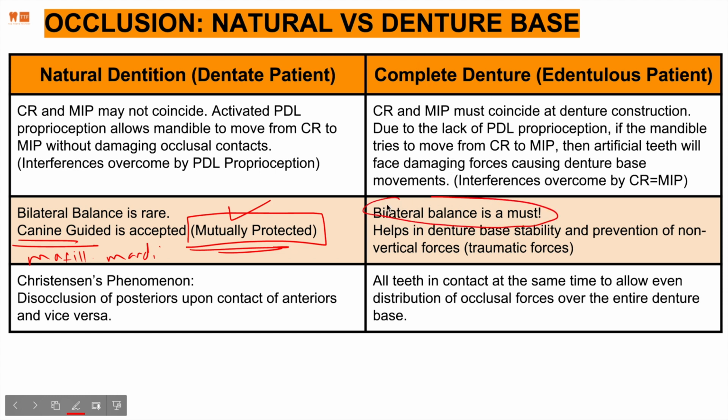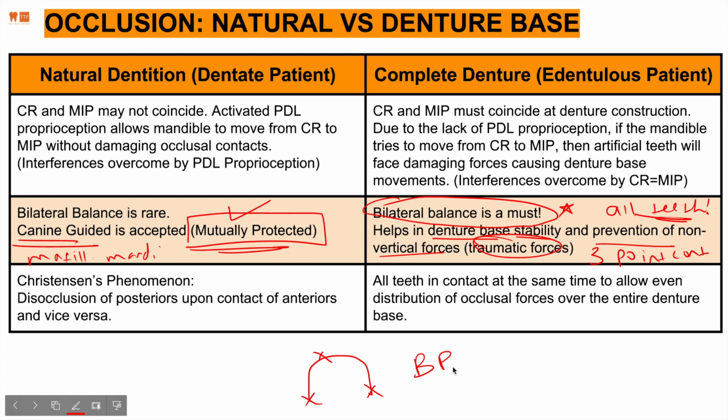Bilateral balanced occlusion is a must in complete denture patients because it helps the denture base stability and it prevents non-vertical, traumatic forces. So in complete dentures, all the teeth must touch together. That's the best case scenario. If that's not possible, then we can have what is known as a three-point contact. So for example, if this is your lower jaw, you could have a contact in the anterior region at the canines and both the molars touching at maxilla and mandible at the same time.